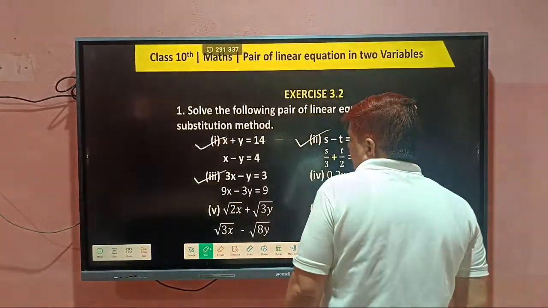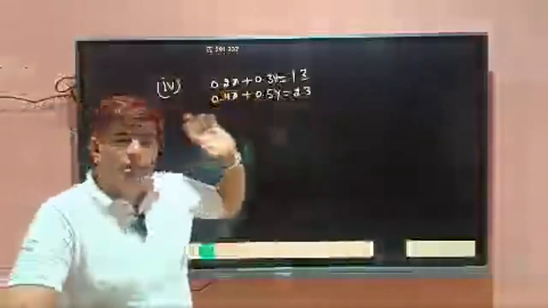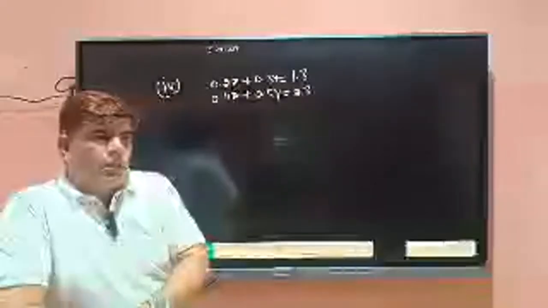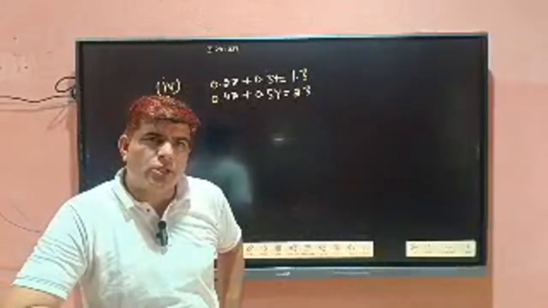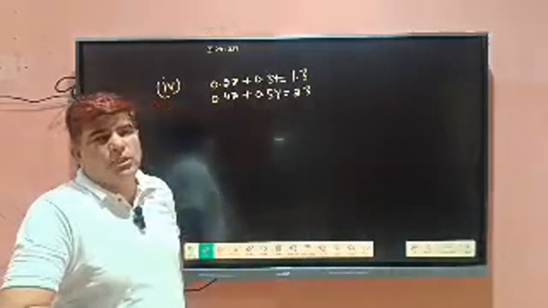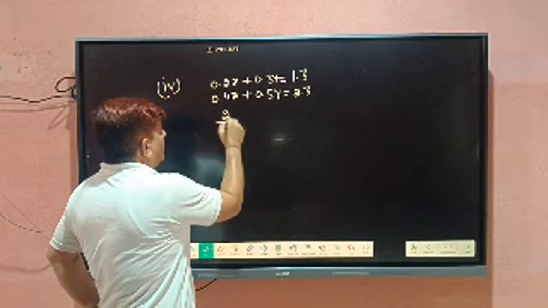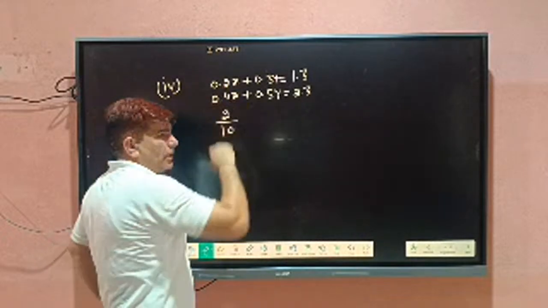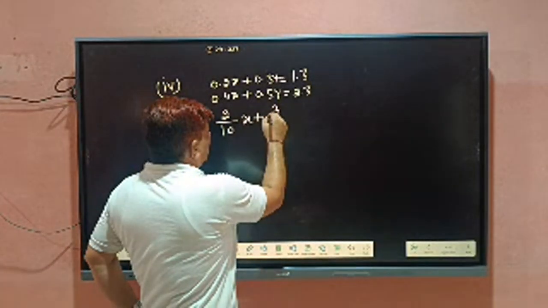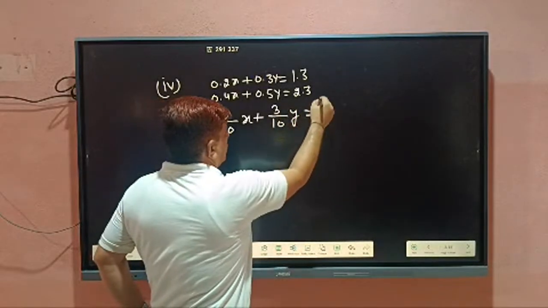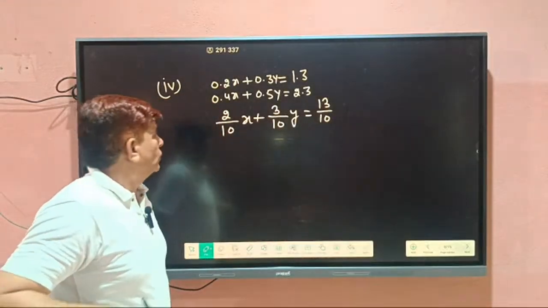Next, fourth part. x plus 0.55, y equal to 2.3. The problem coming in this type of question, students, is having a weak base. These are also simple. First convert them into the simplest form. So I can write 2 by 10. Decimal means 1 digit after the decimal, so 10. 3 by 10. Same process, is equal to 13 by 10. 10 is your LCM.